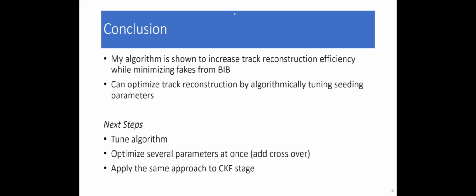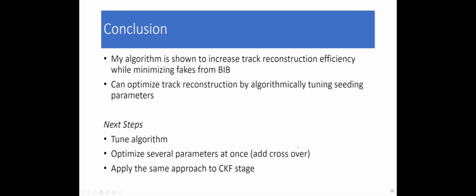Some of the next steps would be to make the algorithm better. There are all these parameters that I use in the algorithm to actually make the algorithm work, so there's work to be done there. You could also optimize several parameters at once.